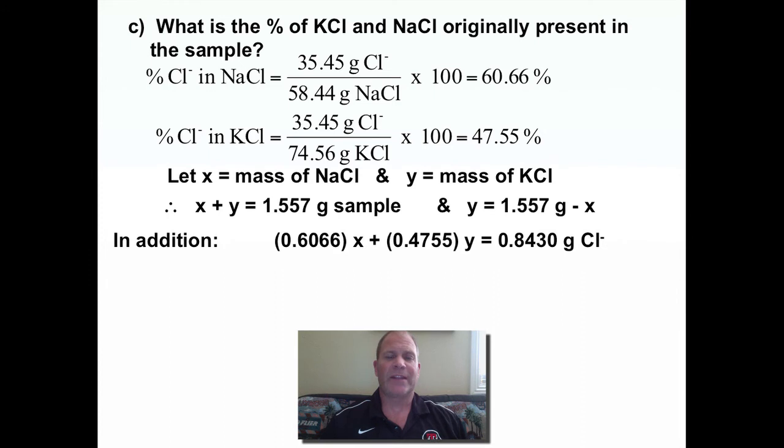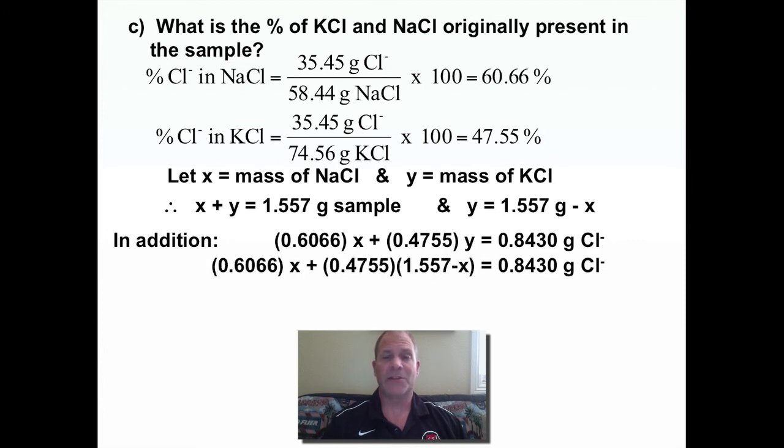Well, now I'm going to bring things together. I know that 60% of my X and 47% of my Y equals the mass of my chloride, which is 0.8430 grams. And again, I just changed the percents to decimals. But now I'm going to carry out my substitution. In place of Y, I'm going to put 1.557 minus X. So now I only have one variable left to solve for. So let's get into a bit of algebra.